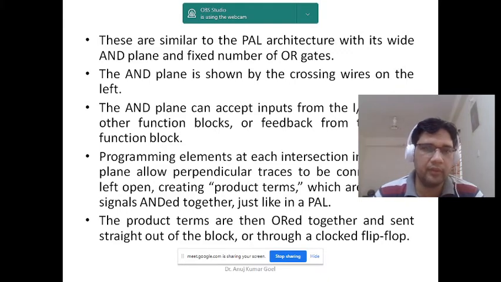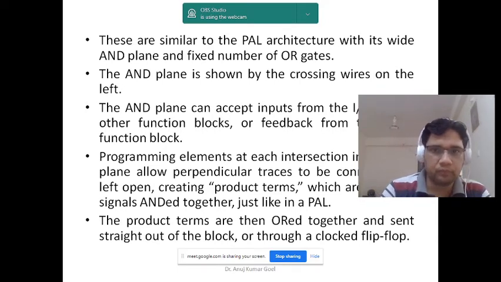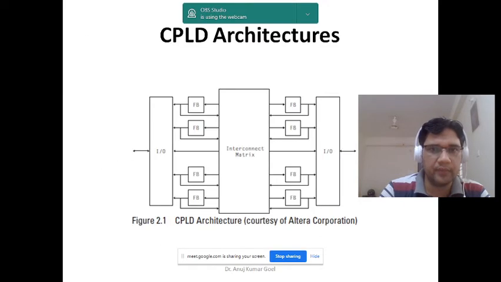Okay, on the left, because we are providing input on the left, that is why first of all we have the AND plane. The AND plane can accept inputs from the input output blocks, other functional blocks, or feedback from the same functional block. So three types of signals the functional block can accept.